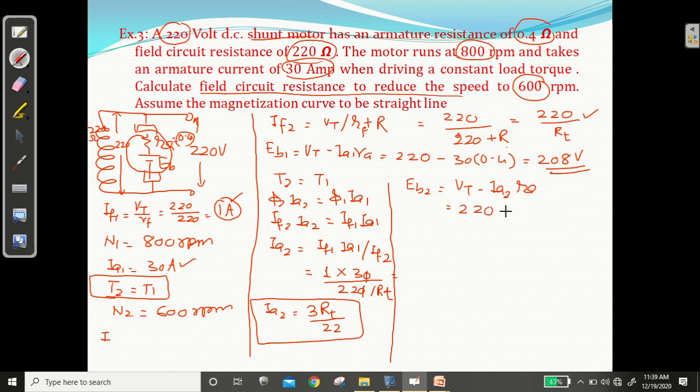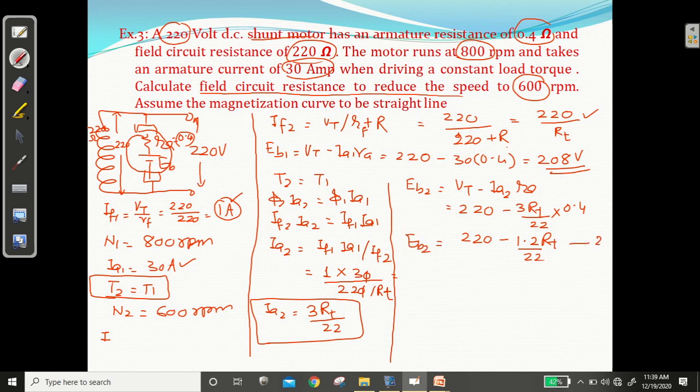220 minus IA2 कितना है? 3. RT upon 22 into RA कितना है? It is given 0.4. So we will get 220 minus 0.4 into 3, 1.2 RT upon 22, whatever there. So this is, we are getting EB2.